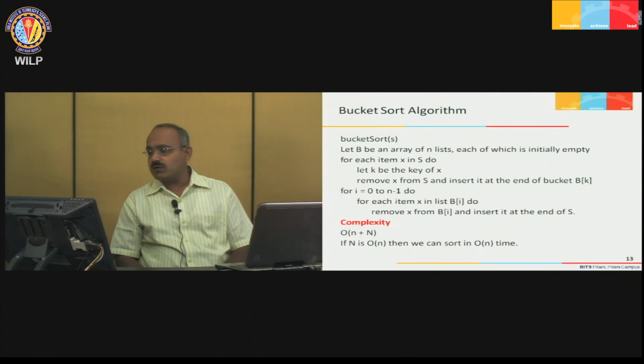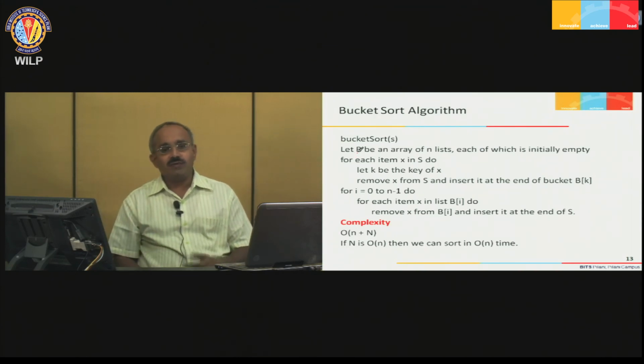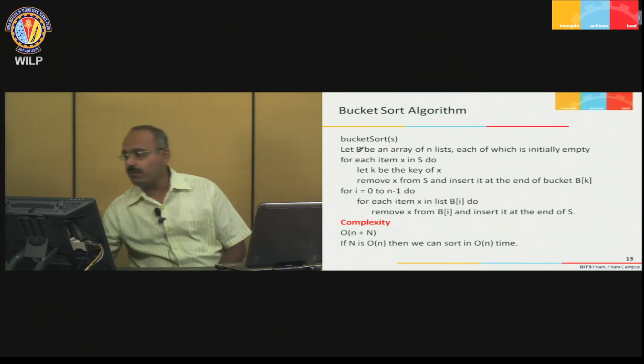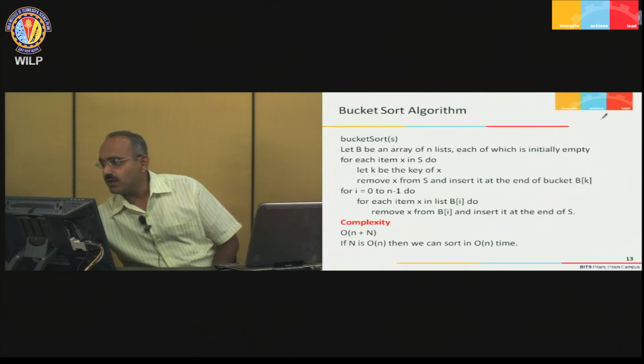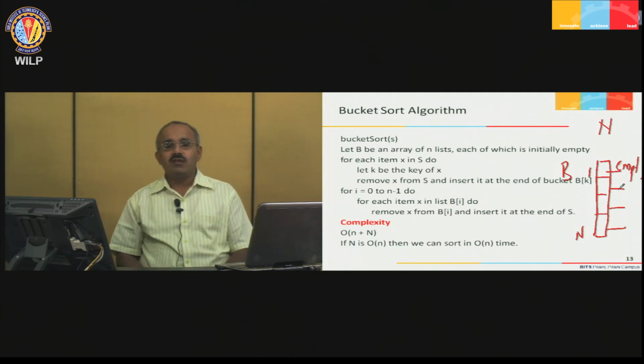So the pseudocode notation for the algorithm is as follows. We start with the array B, which is the bucket. It is an array of N lists, each of which is initially empty, correct. So if your maximum upper bound is N, you create a bucket B which is going to have indices 1 to N, and initially they all have empty lists. That is the initial part.